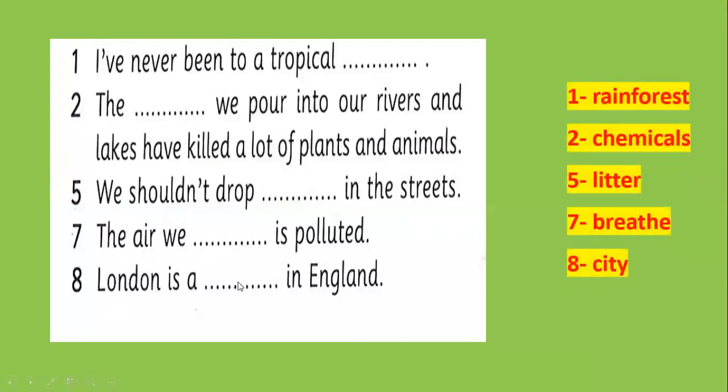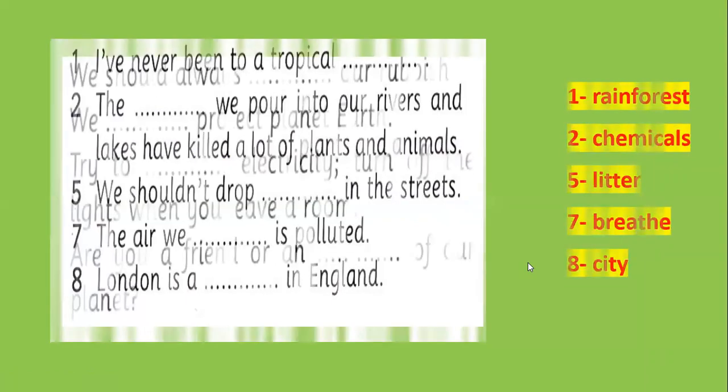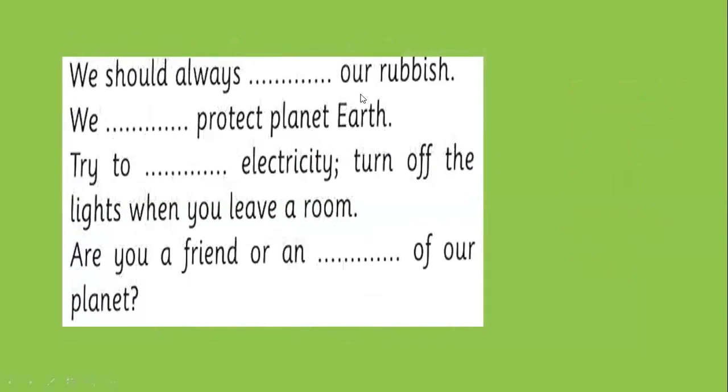Now let's see the answers. I have never been to a tropical, number one, rainforest. The what? The chemicals. Number five, we shouldn't drop what in the streets? We shouldn't drop litter. The air we breathe. London is a city in England. Let's move to another slide. We should always what our rubbish? What should we do to the rubbish? We should recycle. Good, recycle.